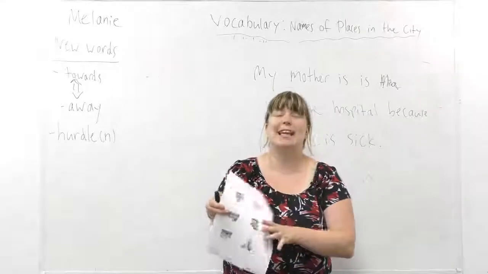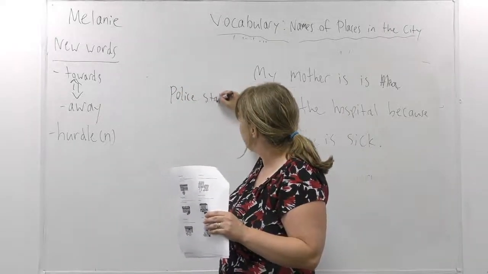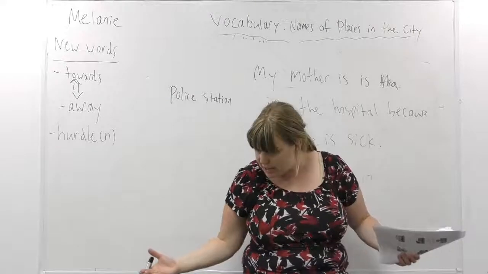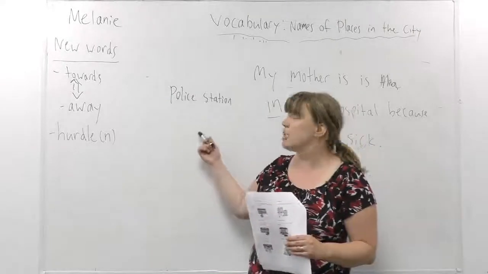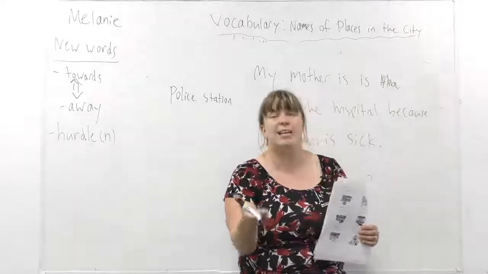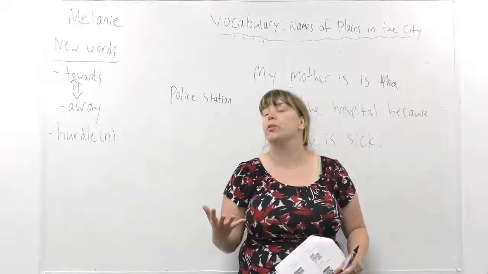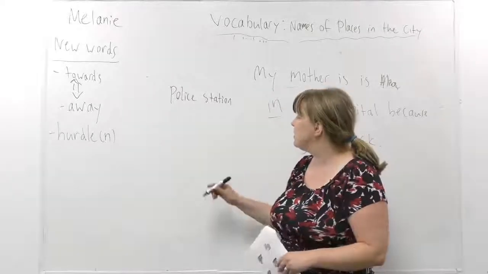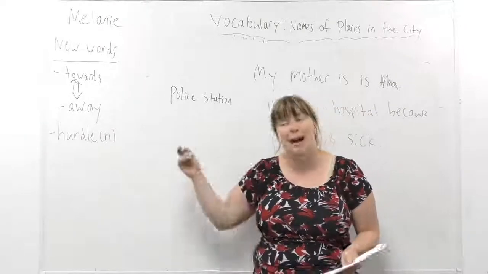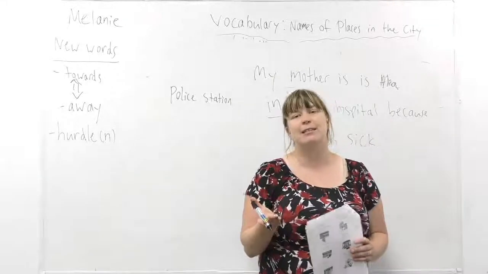And what else? Police station. All right, this is a good one. Police station. This is where you go, for example, if you lost your wallet. If you lost your wallet, usually you go to the police station to report that your wallet is missing. Or if you find a wallet on the ground and you want to give it back to the person, you can bring that wallet to the police station and maybe someone will come back for their wallet and be really happy.